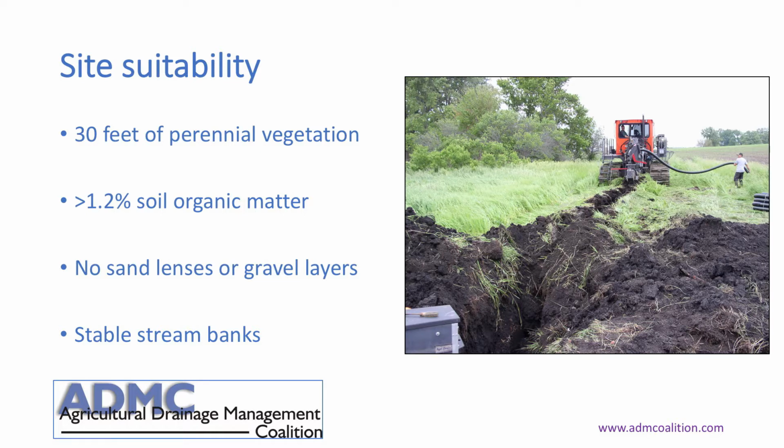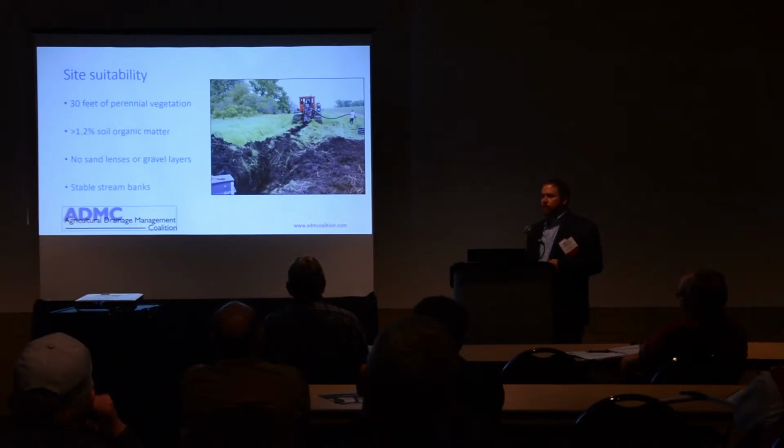With saturated buffers, we do need to have at least 30 feet of perennial vegetation to work with, and that's for federal funding of the practice or state funding. If you're doing it yourself, you can probably get by with 15 feet if you really wanted to. But we need to have that soil organic matter that's there, so that nice dark black soil. In Iowa, that's typically never an issue when we're looking at these sites. That's usually not the limiting factor on it.